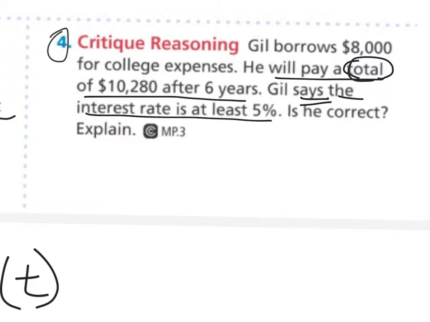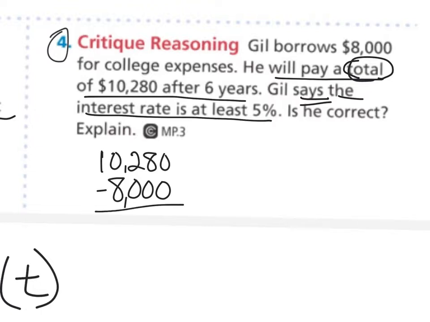Okay, so what we have to think about on this one is he's borrowing $8,000. When you borrow money, you're going to have to pay interest. Means you're going to have to pay back more than $8,000. So they're telling us altogether over 6 years he's paying $10,280. So $10,280, that's like the principal plus the interest added together.